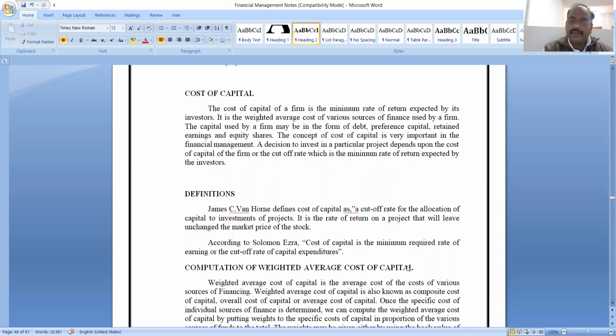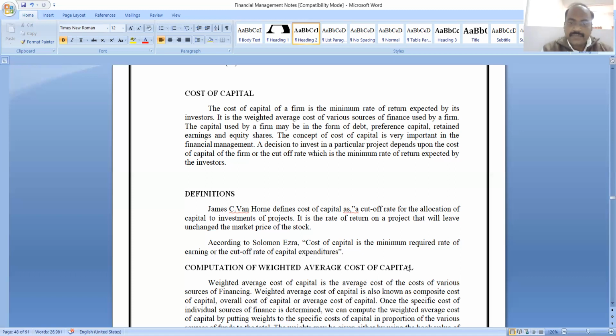The concept of cost of capital is very important because a decision to invest in a particular project depends upon the cost of capital. We have to make calculations for the cutoff rate, which is the minimum rate of return expected by the investors. When we are investing in a bigger project, we have to calculate its return on investment, within how many years we will get back the investment, and what rate of return is generated from the project. Based on these aspects, we have to calculate the cost of capital of a firm.